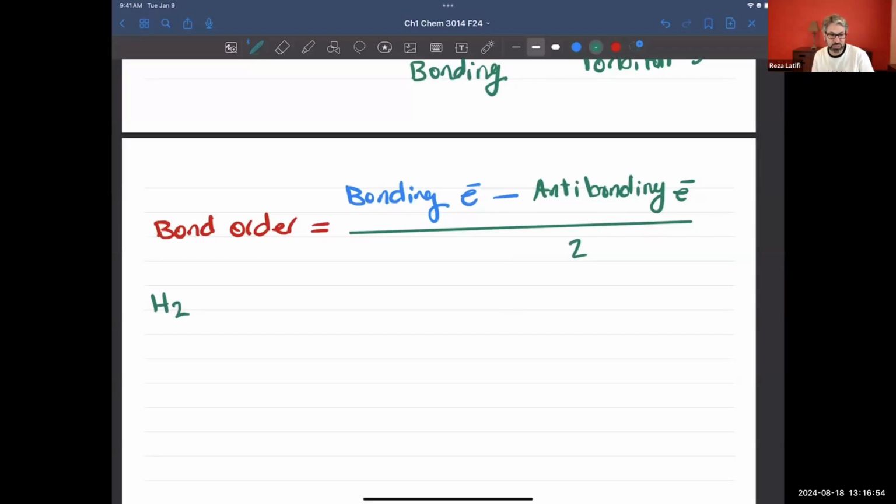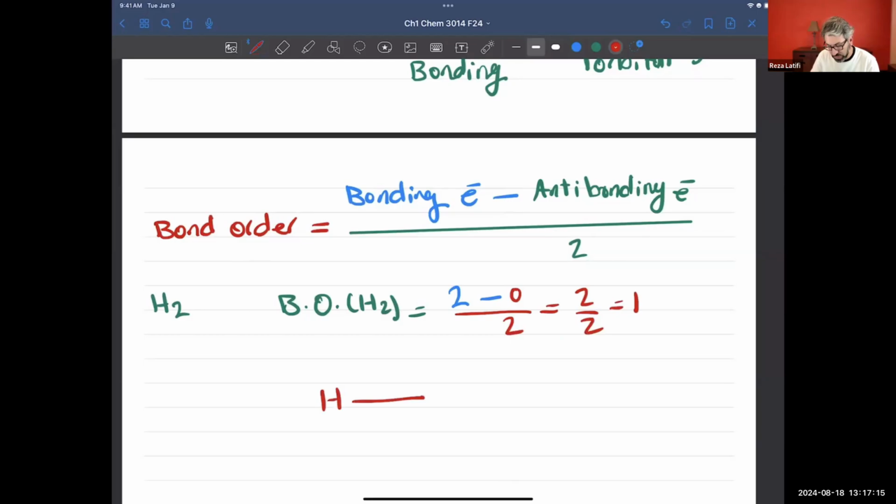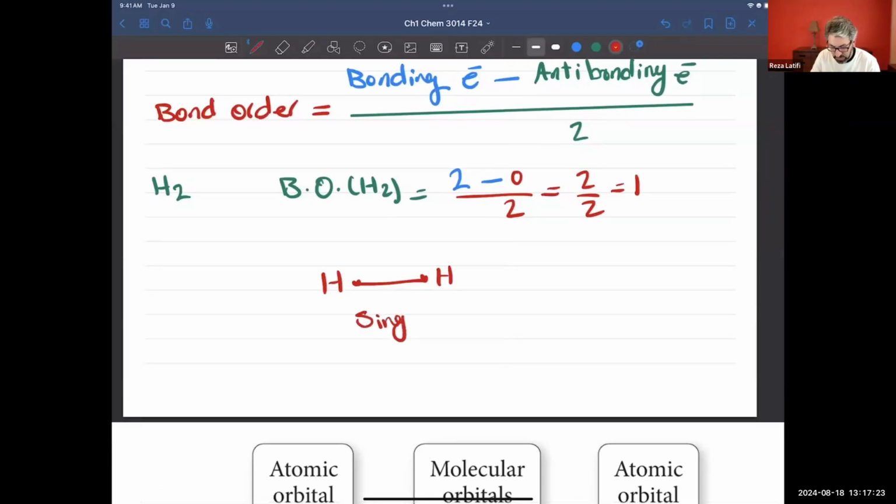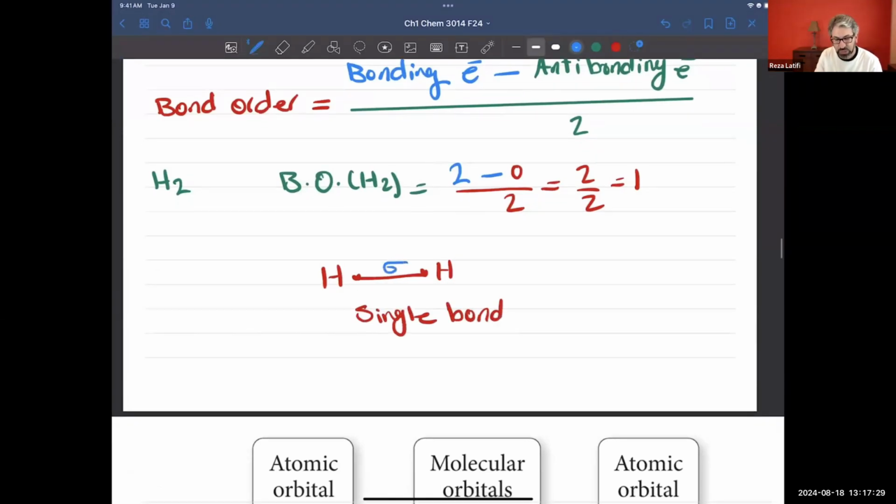The bond order for the H2 molecule is equal to, how many bonding electrons do I have? I have 2 of them. How many anti-bonding? 0. Divide by 2, that's 2 divided by 2, which is 1. So that means hydrogen is attached to another hydrogen through a single bond, and a single bond will always be a sigma bond.